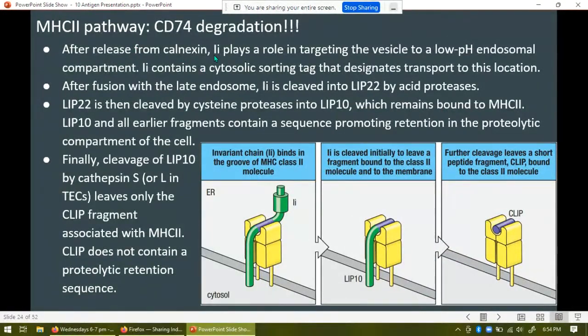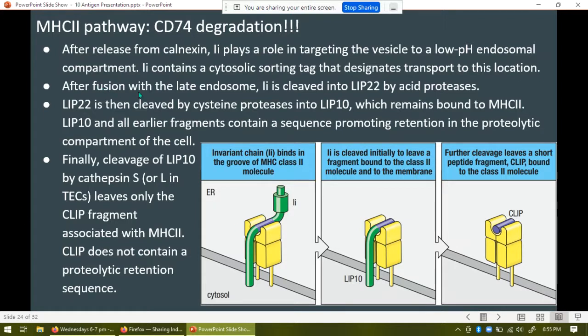So after release from calnexin, CD74 targets the vesicle to a low pH endosomal compartment. And CD74 actually has a cytosolic sorting tag that designates its transport to this specific endosome location. Okay, so it has a little peptide on the end of it that tells certain trafficking proteins in the cell to send it to the late endosome.